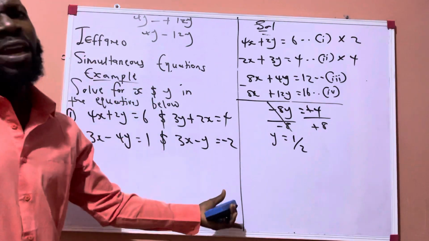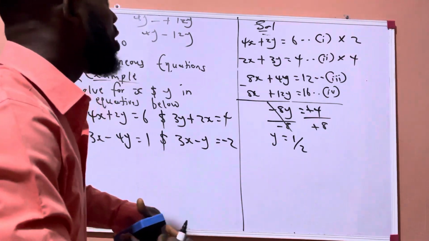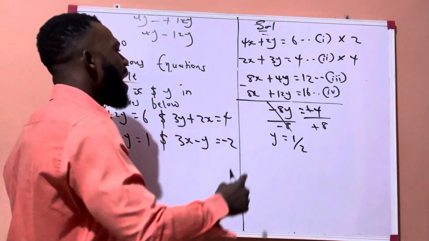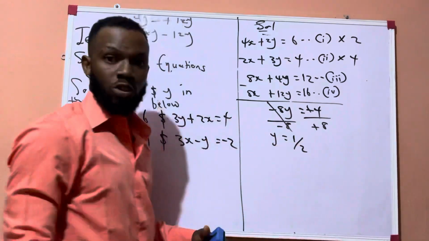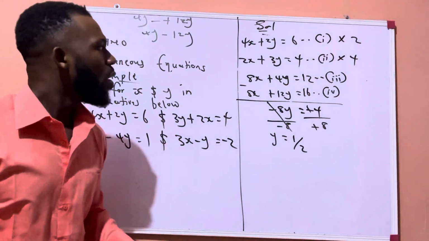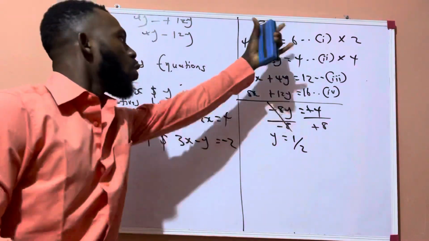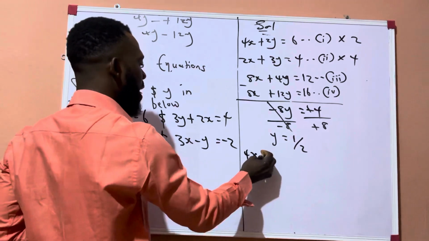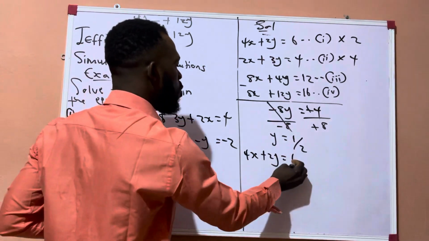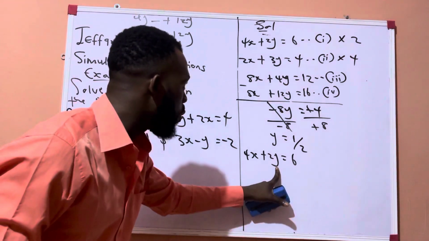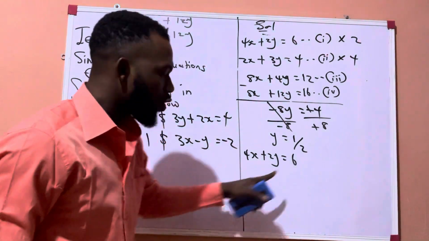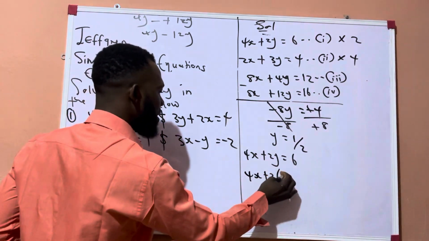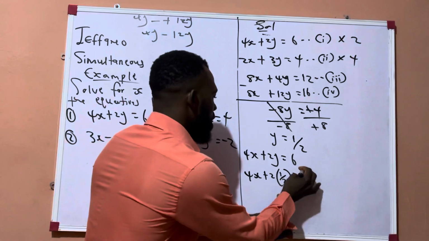And now, how can you get the value of x? It is very simple. You can use equation 1, equation 2, equation 3 or 4. So far, anywhere you see y, what do you give? 1 over 2, which is the value. In this case, I want to make use of equation 1. Equation 1 says 4x plus 2y is equal to 6. But anywhere I see y, what would I give? 1 over 2. So here becomes 4x plus 2 bracket 1 over 2 is equal to 6.